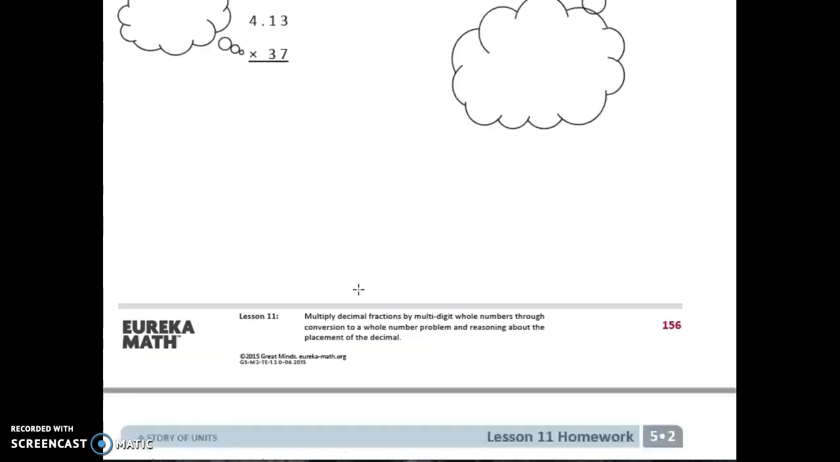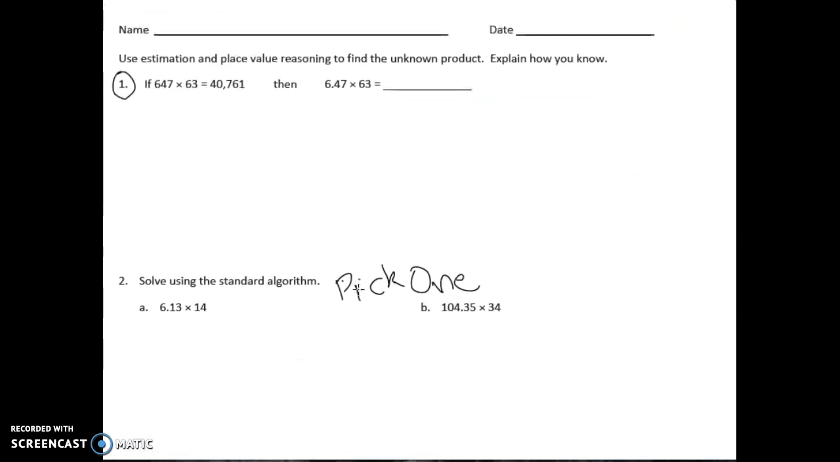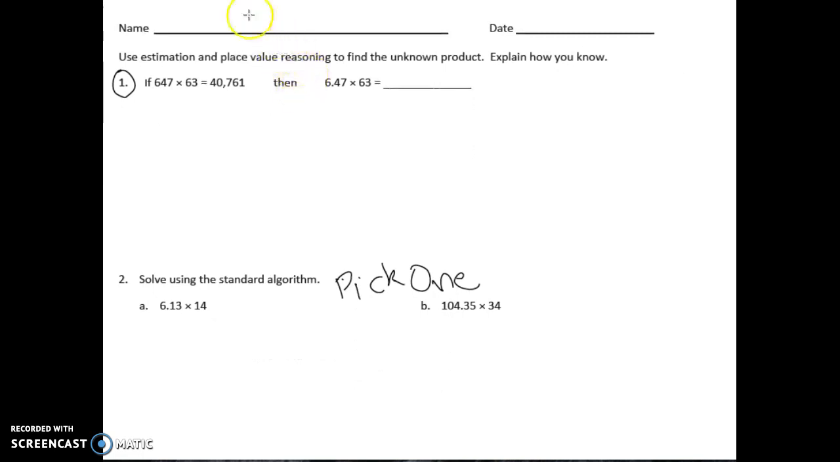All right, here's your homework problems. What I would like for you to do, this very first one, says use estimation and place value reasoning to find the unknown product. That was that mental math thing I was talking about. Explain how you know, so you can be brief with that. If they have 647 times 63, they end up with 40,000. But what if it's not 6 in the hundreds place? What if it's 6 in the ones place? So you're thinking about, what did they do? Well, they multiplied that times 100. So then you have to divide this guy times 1,000 to get your true answer.